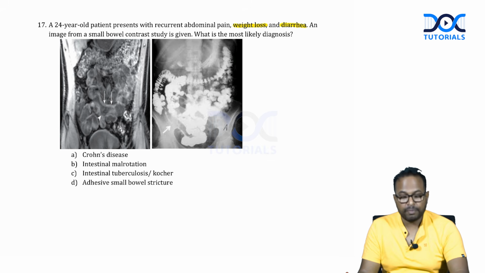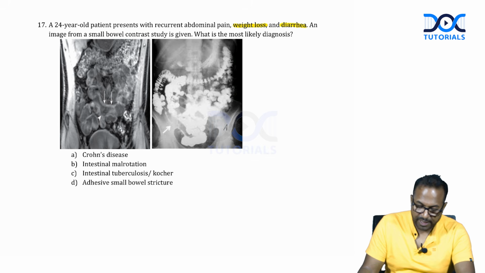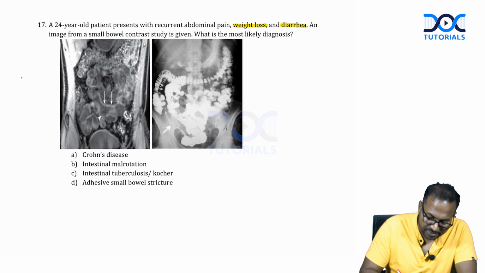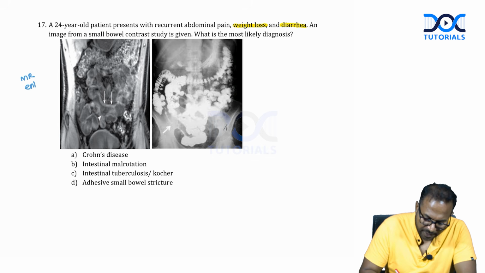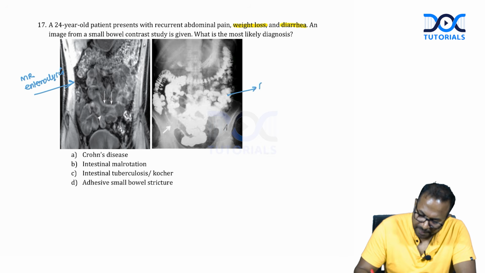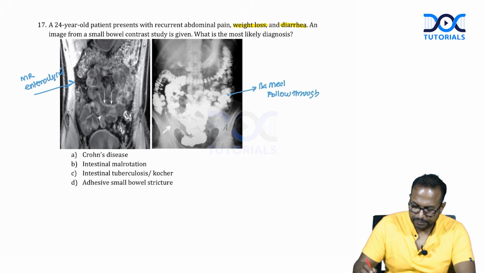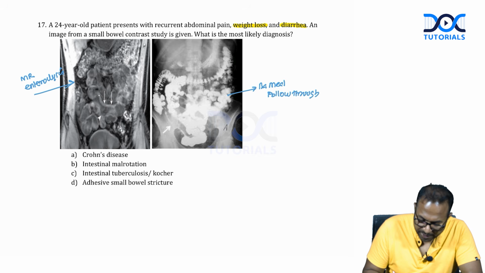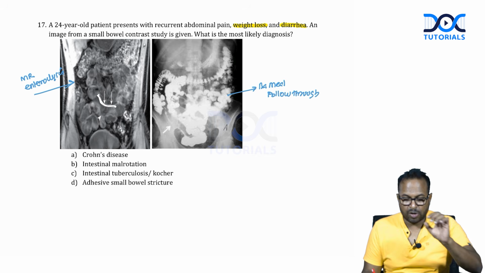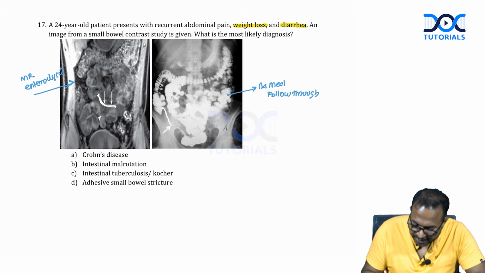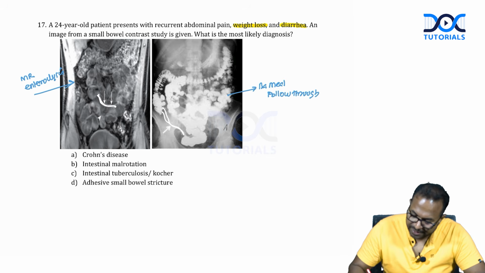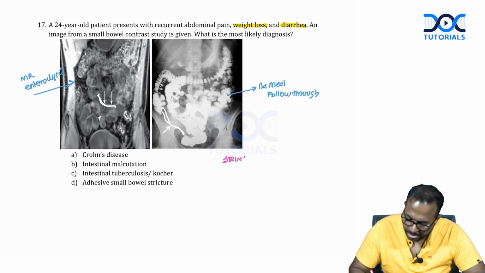So here is the image of a barium meal follow through as well as MR enteroclysis. This is the MR enteroclysis. This is the barium meal follow through. I don't know which image was asked in the exam, but the finding is the same in both. You can see here a strictured segment with a sign called the string sign. Here also you can see a string sign. So this is called the string sign of Kantor.